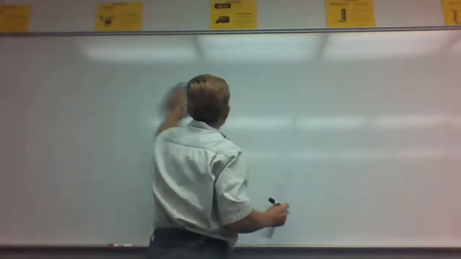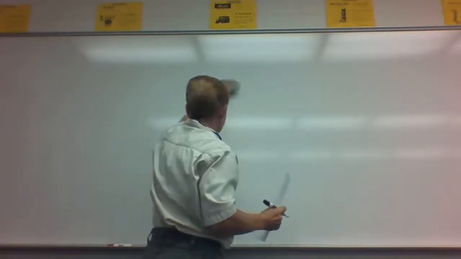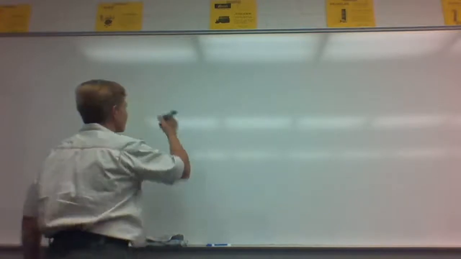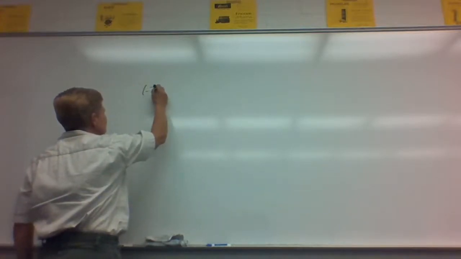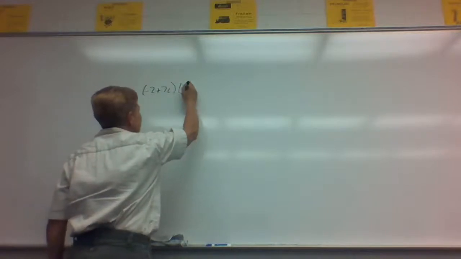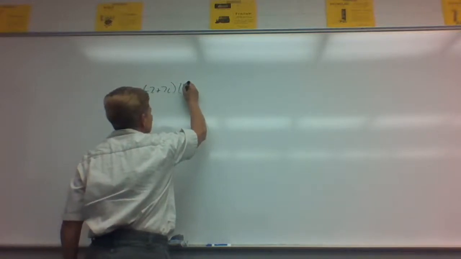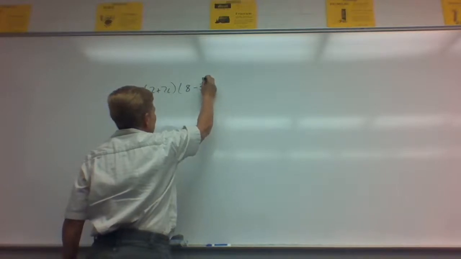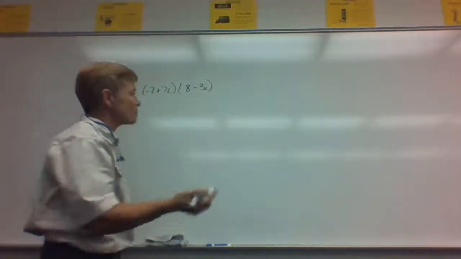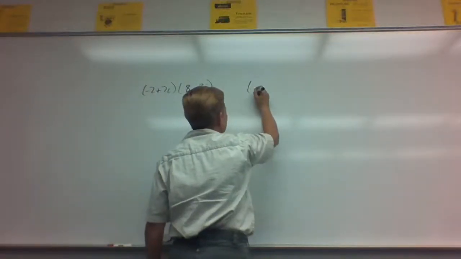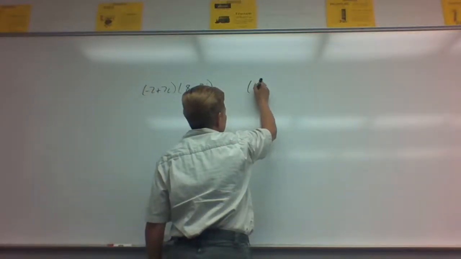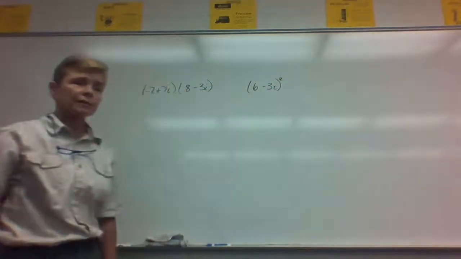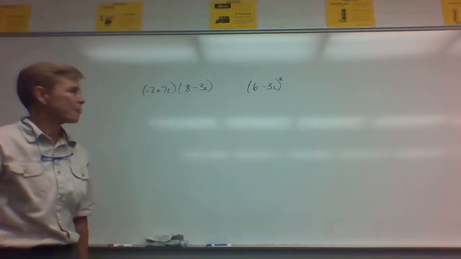Okay, moving on. The other problem you're going to have is to multiply 2 complex numbers. There's 2 different ways it could be offered. It might look like this. Negative 2 plus 7i times 8 minus 3i. Multiply like that, or it might be presented like this if you have 6 minus 3i squared. They're both handled the same way. You'll see what I mean.